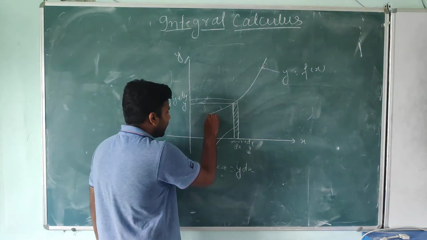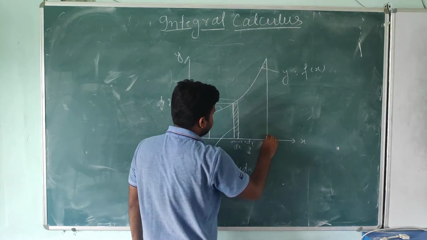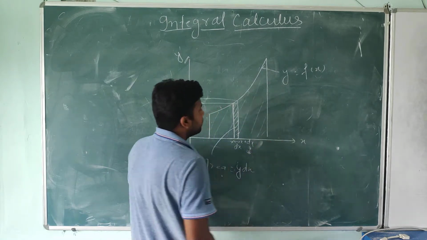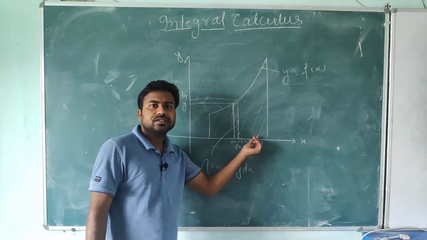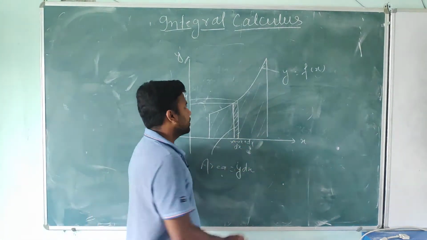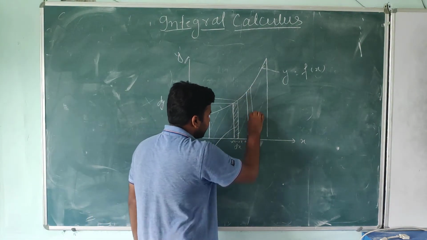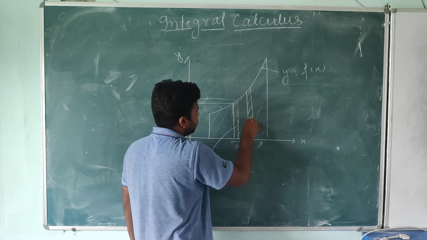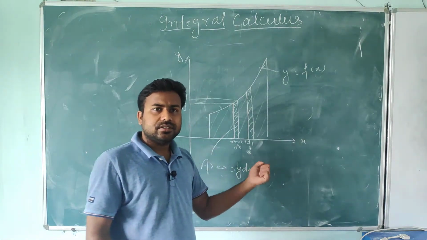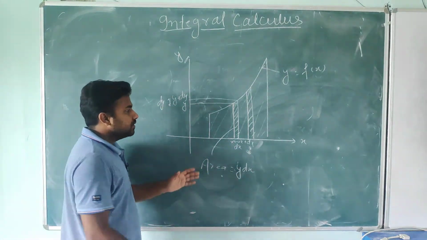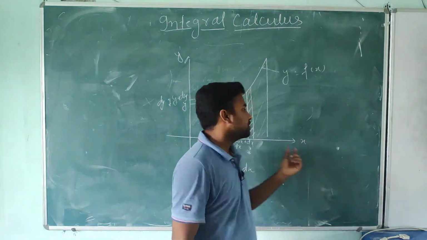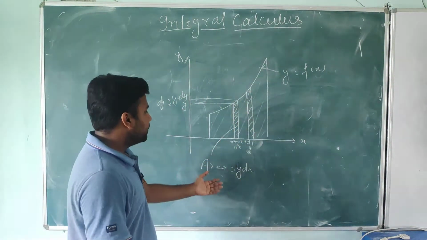But if you want to find this whole area from here to here, it means what you have to do? You have to add these small strips. Is it or not? You have to add this one, this one, this one. Similarly, the small strips, and you will find the whole area. For that, you have to use integration. From the name you can say, integration means we are adding the small strips. Okay, so it's important, students.